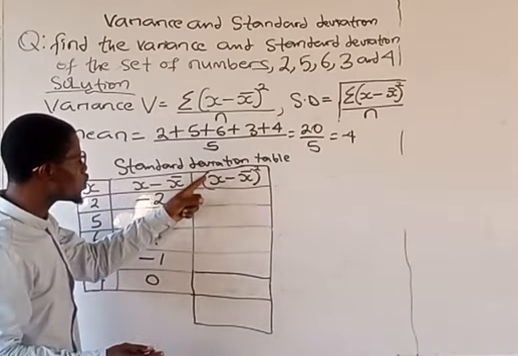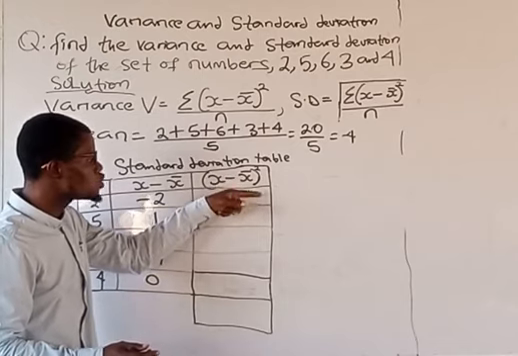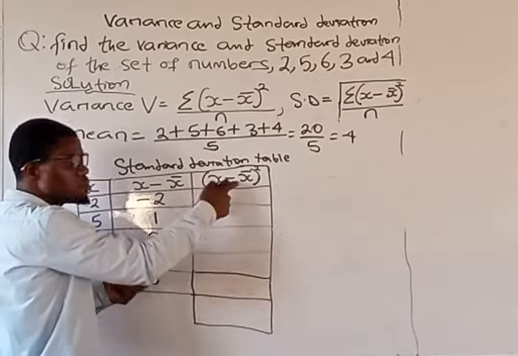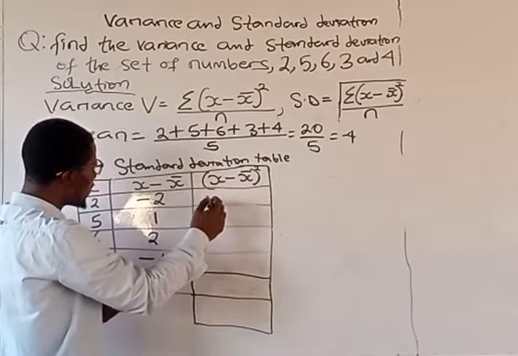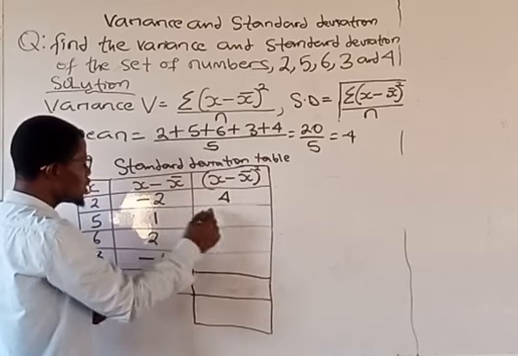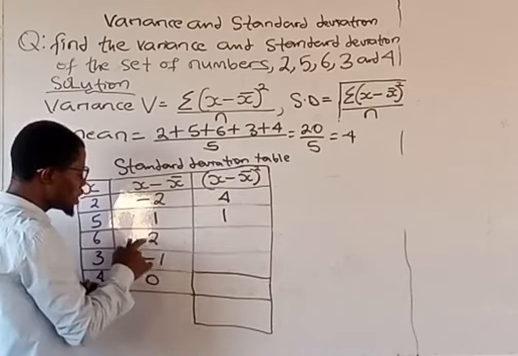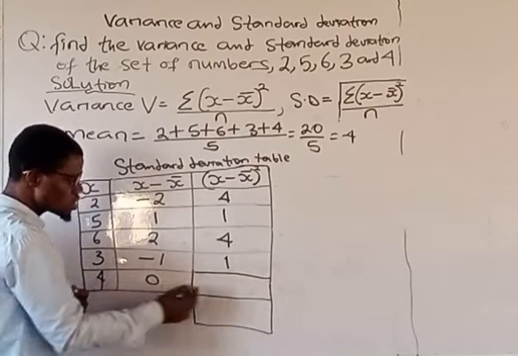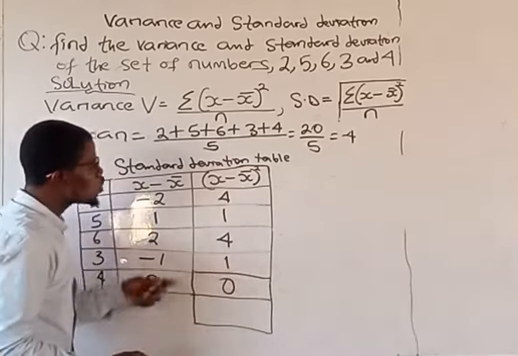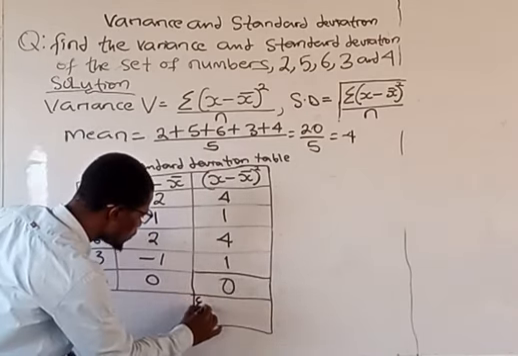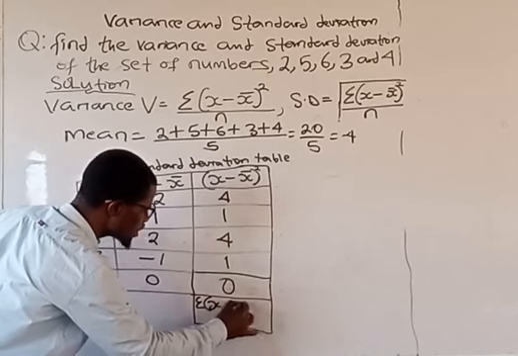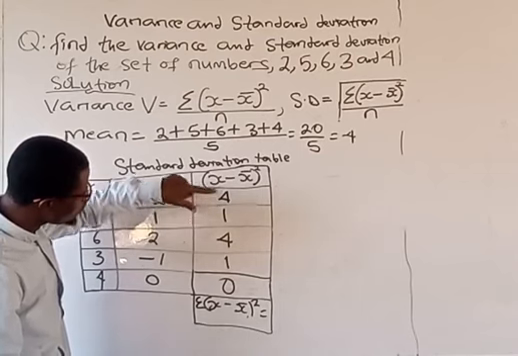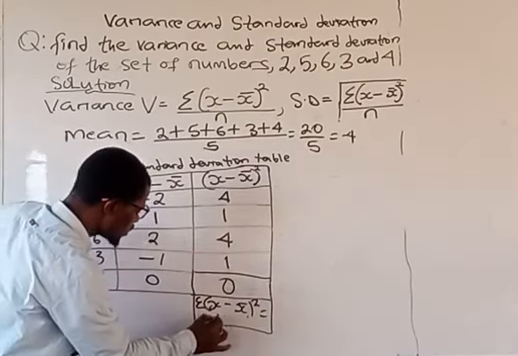Now, how do I get (x minus x bar) squared? That is to write this twice. So minus 2 multiplied by minus 2 gives us 4, while 1 multiplied by 1 gives us 1. Then 2 squared also gives us 4, 1 squared gives us 1, and 0 squared gives us 0. If you add up all of these numbers, the summation of (x minus x bar) squared is 4 plus 1, that is 5, making it 9, making it 10. So this is equal to 10.